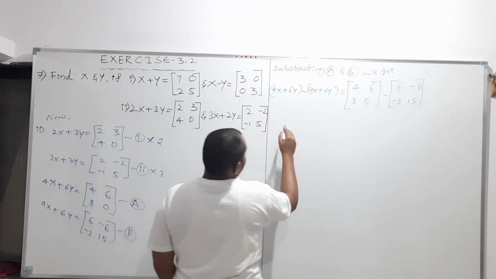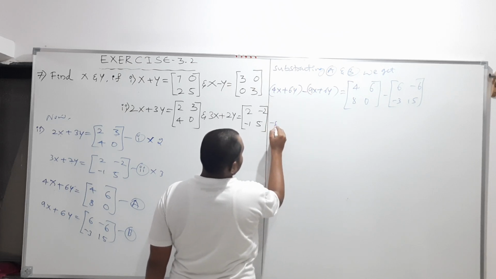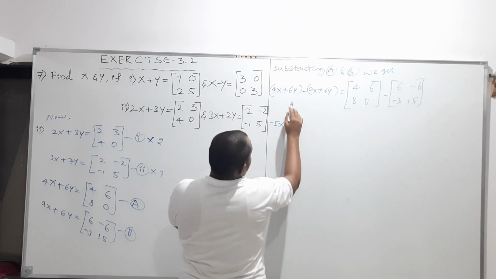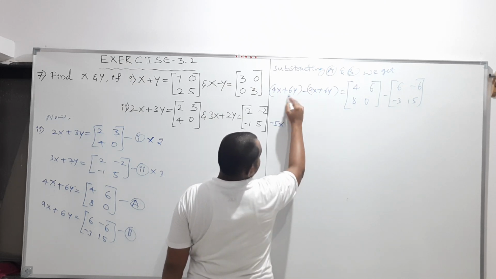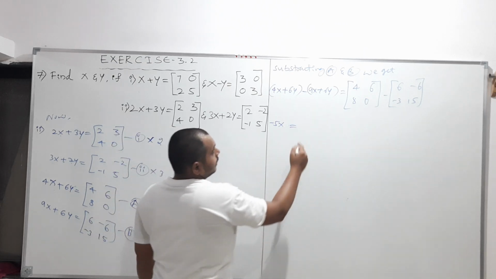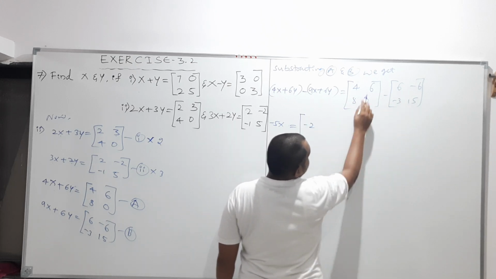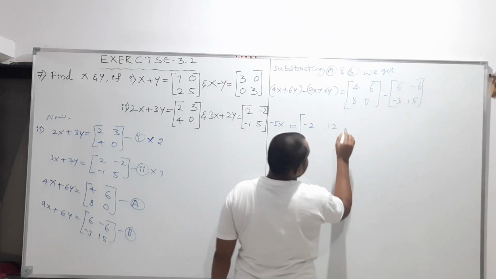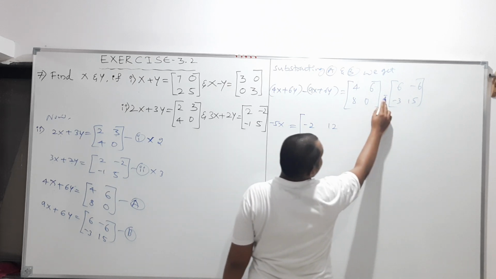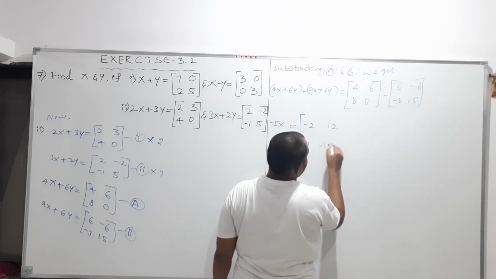Clear? So now, my dear students, if you remove the brackets, what happens? 4x minus 9x is minus 5x, and plus 6y minus 6y cancels. So only minus 5x remains, equals to 4 minus 6, which is minus 2; 6 minus minus 6 is 6 plus 6, which is 12; and next 8 minus minus 3 is 8 plus 3, which is 11; 0 minus 15.